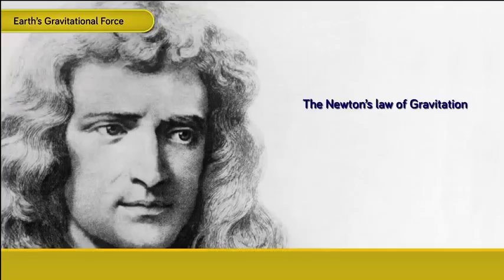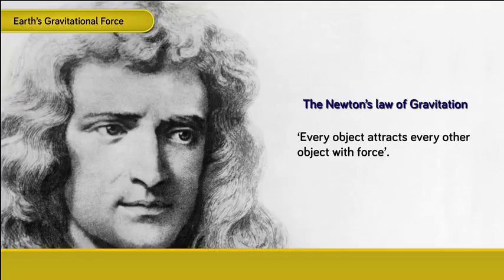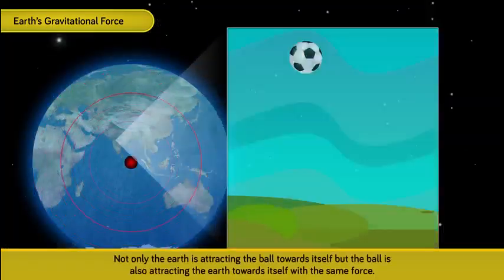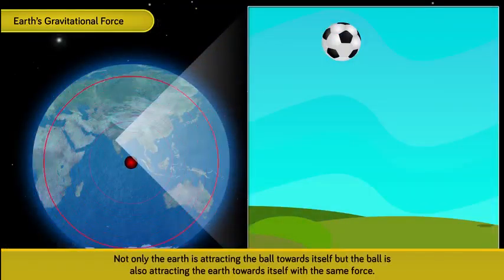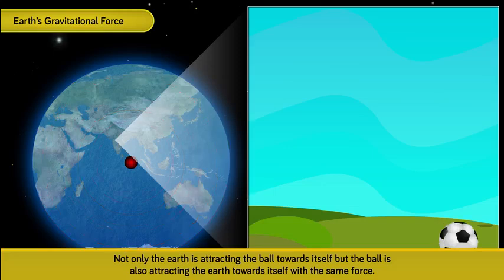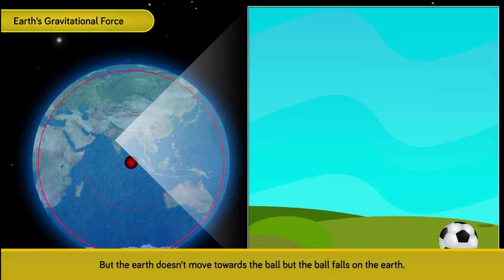If we concentrate on Newton's law of gravitation, it states that every object attracts every other object with a force. This means that in the above example, not only is the earth attracting the ball towards itself, but the ball is also attracting the earth towards itself with the same force. But the earth doesn't move towards the ball, rather the ball falls on the earth. The reason behind this is the mass and the negligible velocity of the object, for example, the ball.